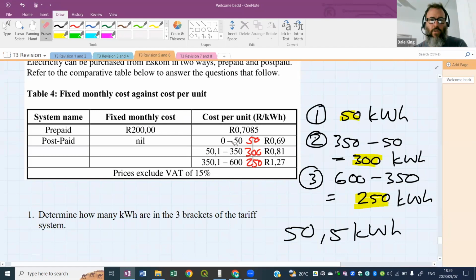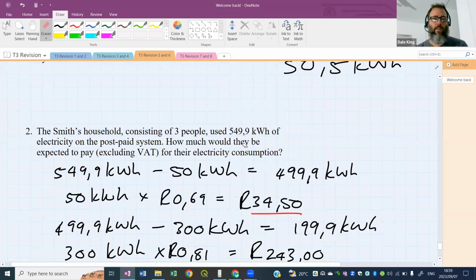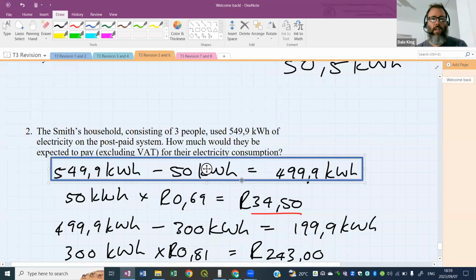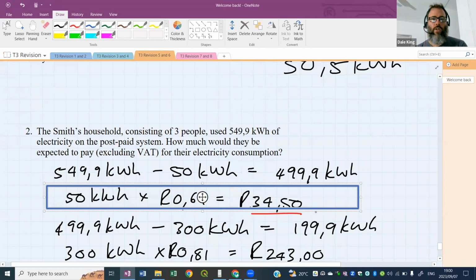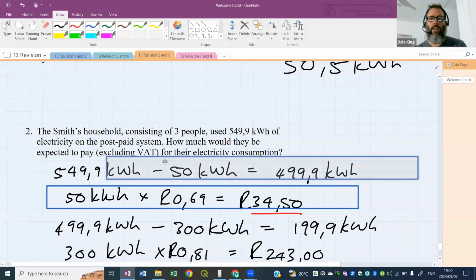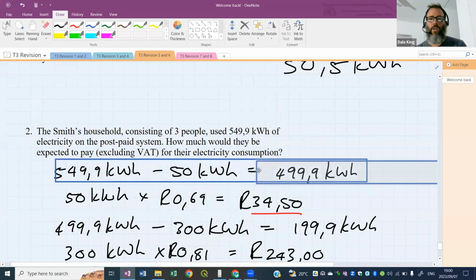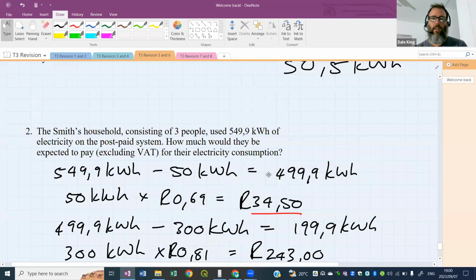So the first 50 kilowatts must be taken off what you used, 549, and charged at 0.69 rands. That is what we did here. We took 50 kilowatts off, and we charged those 50 kilowatts at 0.69 rands. But still remember that we have some kilowatts left over in the question. You can see it over there: 499 kilowatts. Right here at the end is the 499 kilowatts we still have.